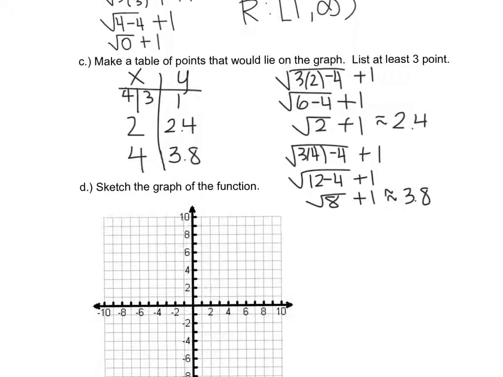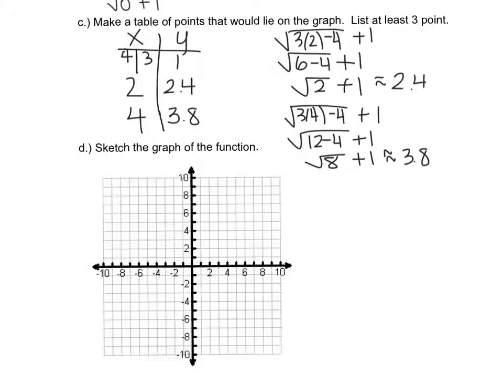So using these 3 points, I can now get an idea of what my graph is going to look like. So we're going to start with the 4/3, 1, and 4/3 is a little bit past 1. So about 1, a little bit past 1, and then a y value of 1 is where we're going to start. At 2, we have about 2.4. And then at 4, we have a value of about 3.8. And based on these values, we can get a sketch of our function.